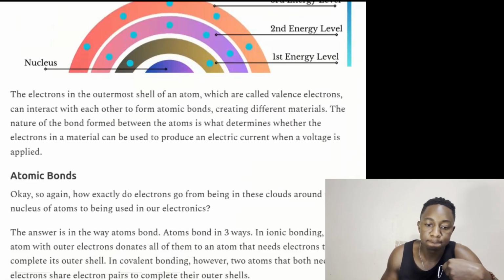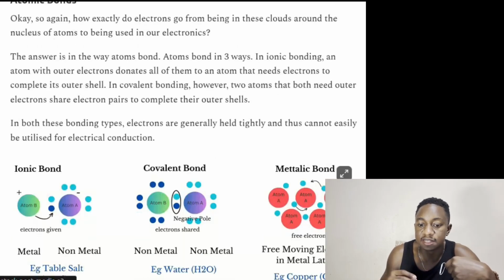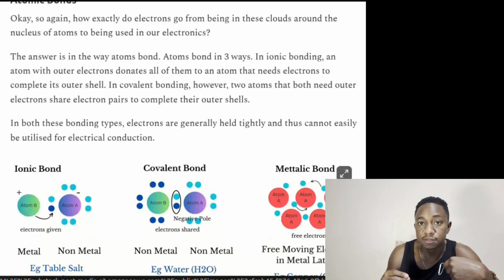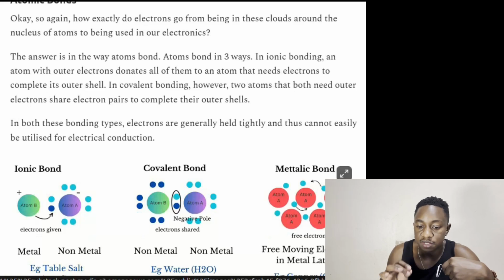Atomic bonds. Okay, so again, how exactly do electrons go from being in these electron clouds around the nucleus of an atom to being used in our electronics? The answer is in the way atoms bond. Atoms bond in three ways. An ionic bond: an atom with outer electrons donates all of them to an atom that needs electrons to complete its outer shell. In covalent bonding, however, two atoms that both need outer electrons share electron pairs to complete their outer shell. In both these bonding types, electrons are generally held tightly together and thus cannot be utilized for electrical conduction.